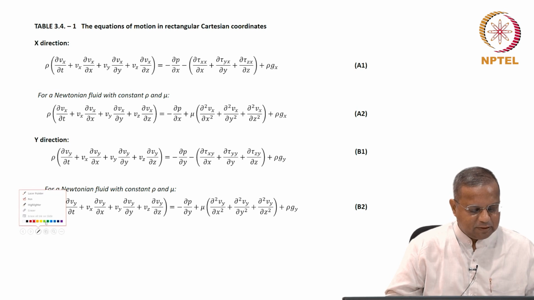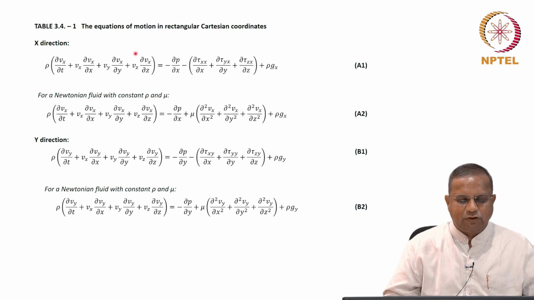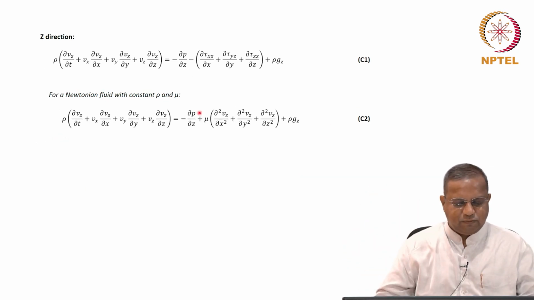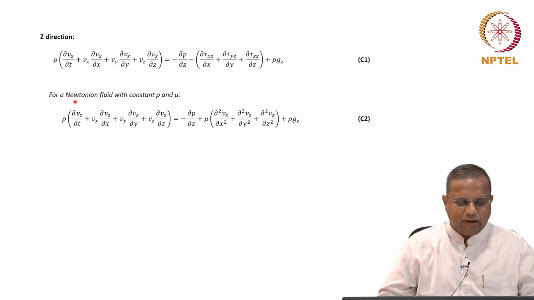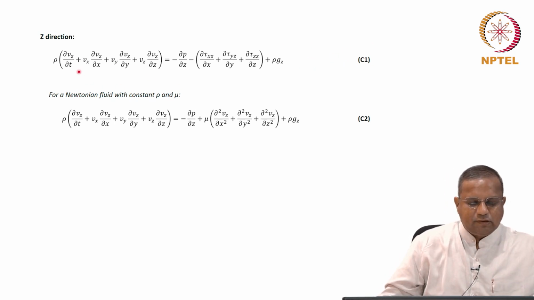Okay. So, this is the rectangular Cartesian coordinate system for the equation of motion. This is the x direction, y direction, z direction. I think we are looking at the z direction here. We had written it for the z direction. We are looking at the first equation here, C1, to begin with. This is a general equation. The second ones are for Newtonian fluid with constant rho and mu. Here, this is a general equation. Let us consider this equation.